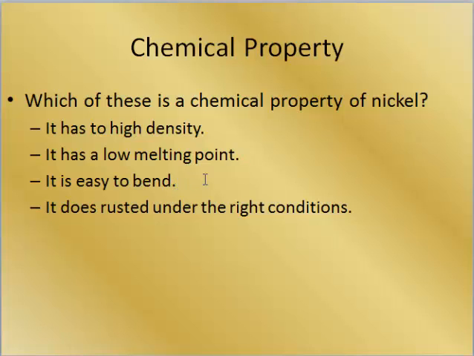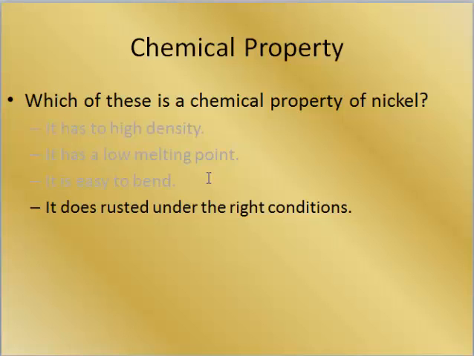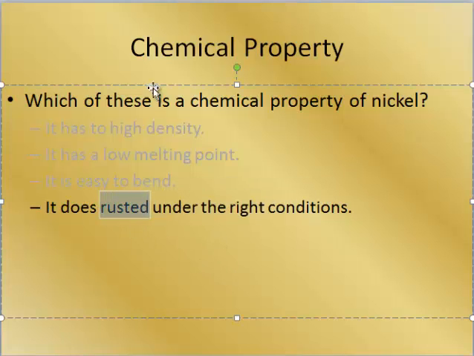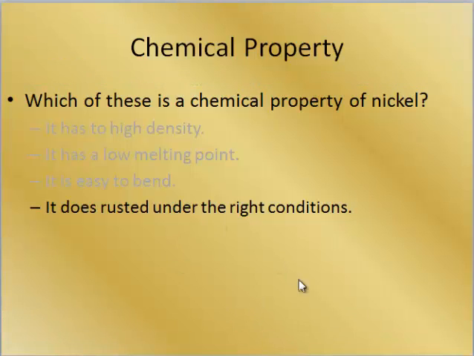Can we bend the nickel? Yeah, you can. If it's thin enough, you can bend it and put it right back to the same shape. So all those are things that you can physically do to it. But once it rusts, can we get that nickel back? Nope. So if you see rust, automatically link that to a chemical property. All the other ones are a physical property.